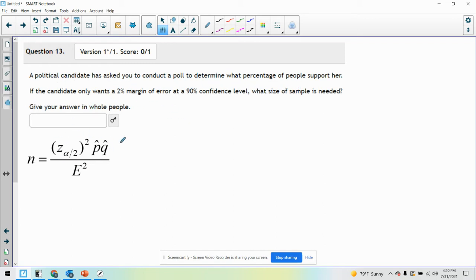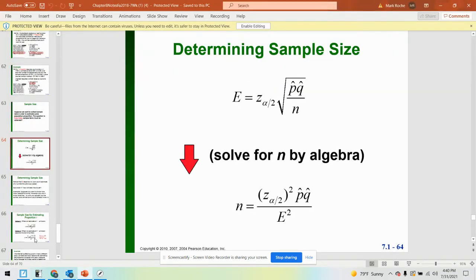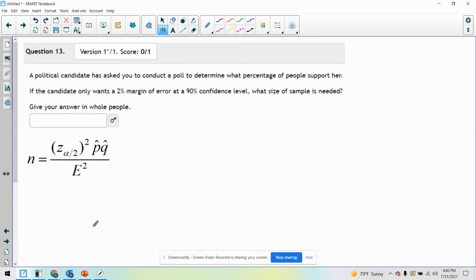So basically, for any problem involving sample size, you're going to use one of the formulas from the PowerPoint notes from Chapter 8 on Blackboard. This is the one taken from the notes for proportions. It's on slide number 64. Okay, so you can watch the YouTube videos and find the other formulas, or you can go through the PowerPoints. But we need 4 things.